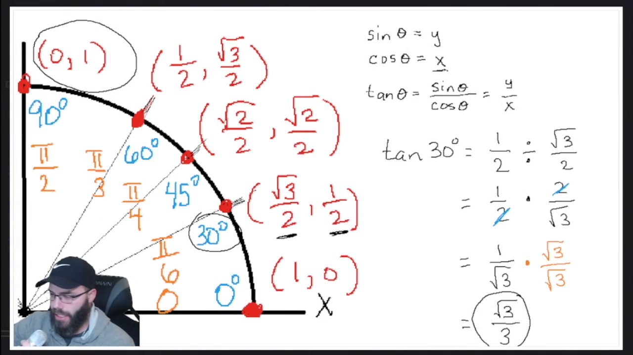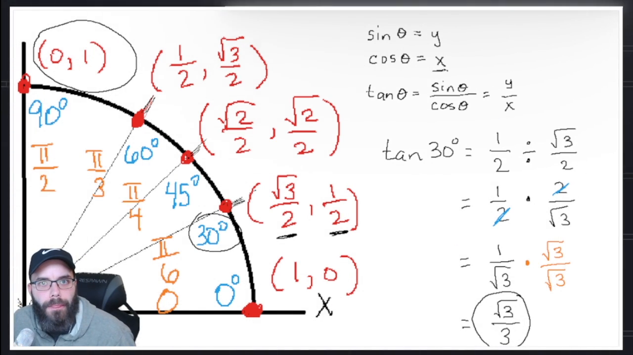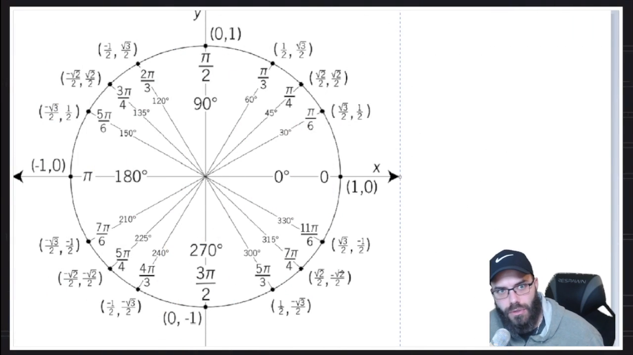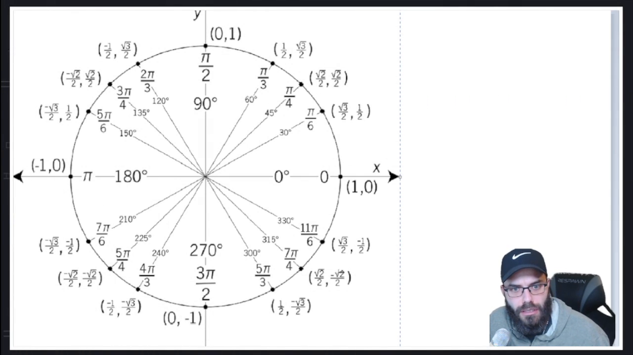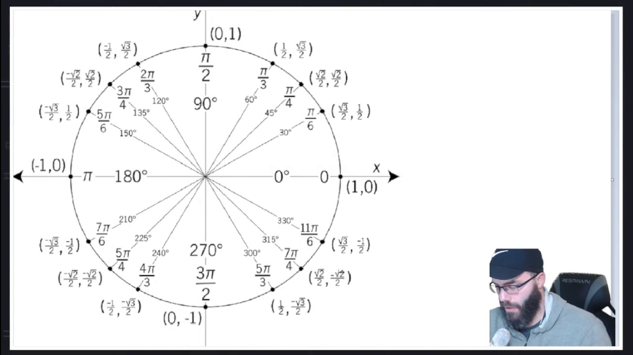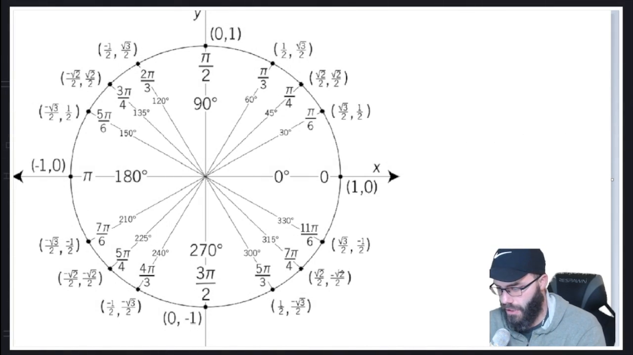Matter of fact, before I end the video, let's actually look at a filled-in unit circle. So there's the completed unit circle right there. Again, like I said, you can now use the idea behind what we just did with finding exact values, and you can find exact values of any angle that's on the unit circle.